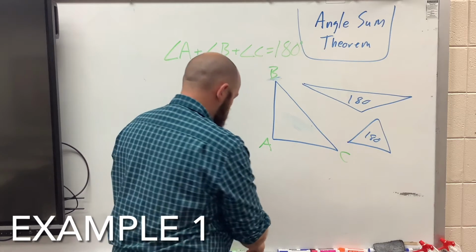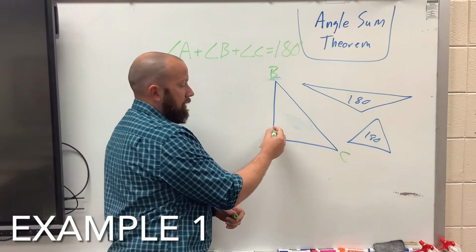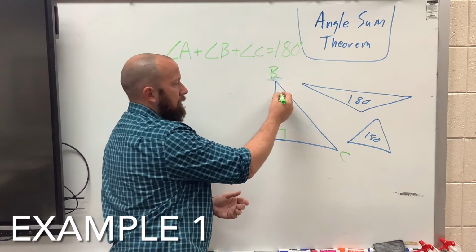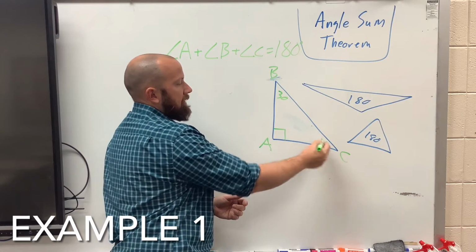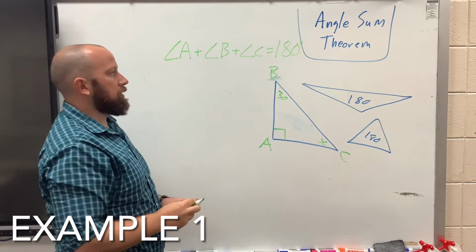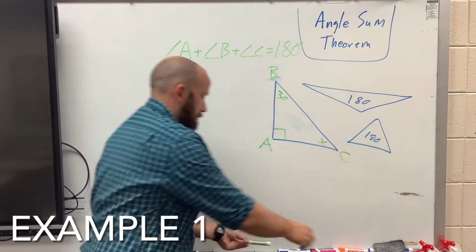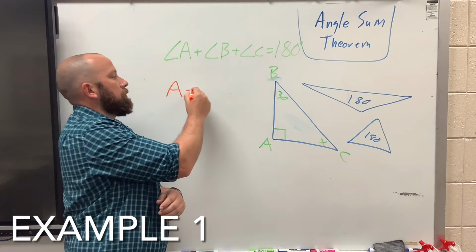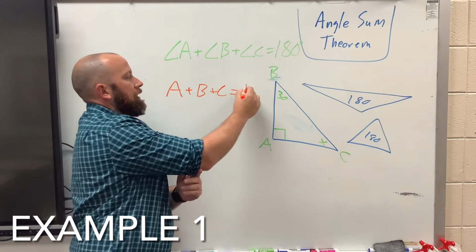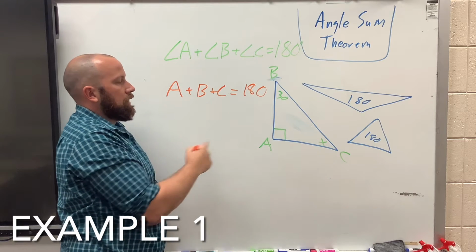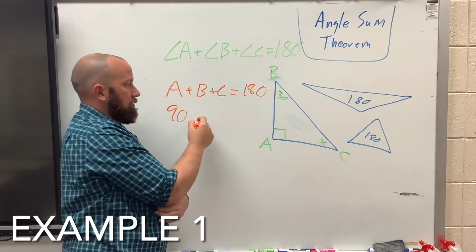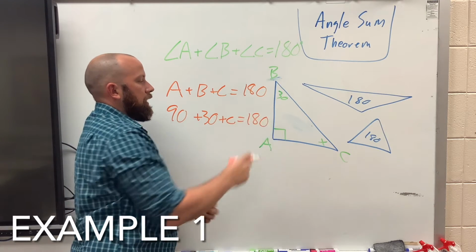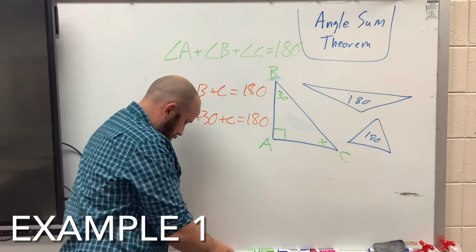So for our first example, I'm going to say A here is a 90-degree angle. And I'll say B is 30. What is C? So we set this up like an equation. A plus B plus C equals 180. So A is 90, B is 30, and C is just C. Right? So we made an equation. Now we have to solve it.